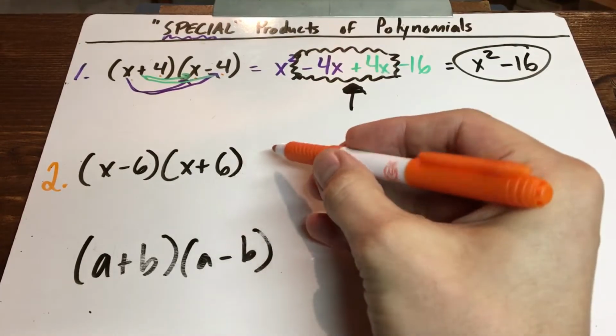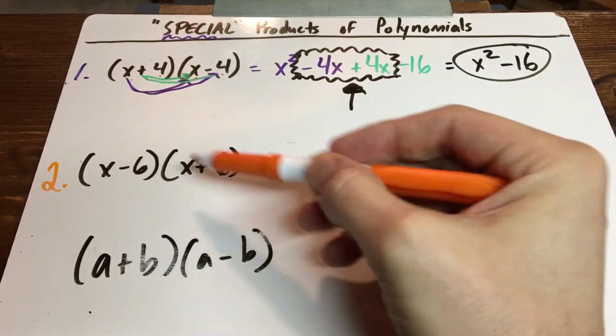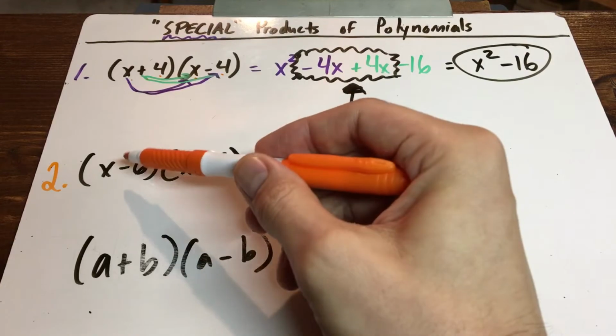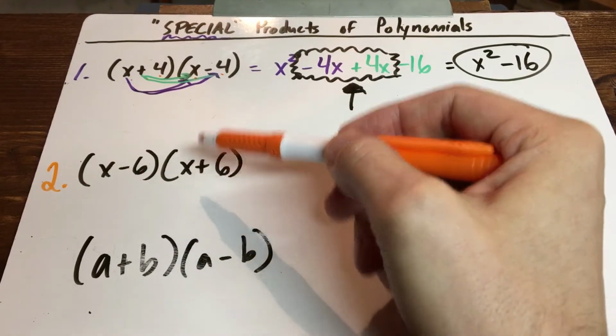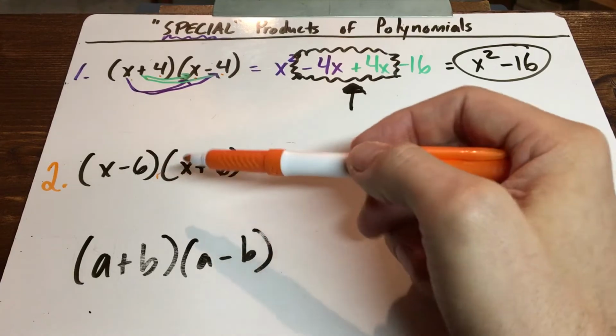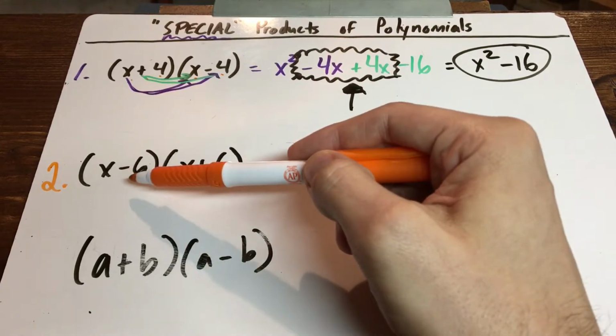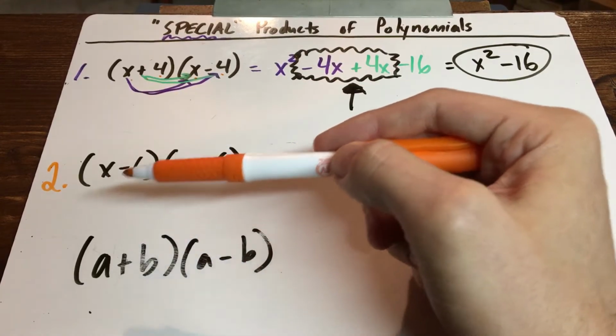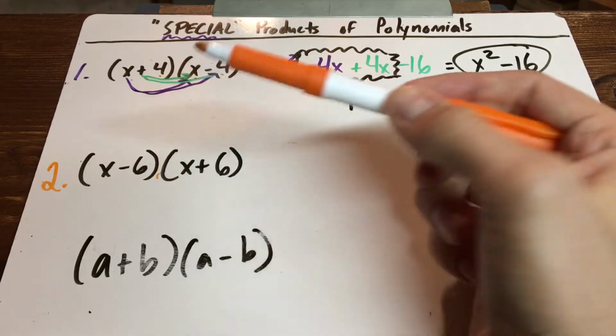So here it is again on number 2. We have an x and an x. We have a 6 and a 6. The only difference is one is a minus and one is a plus. You can see I have flipped the plus sign and the minus sign from number 1 to number 2. Up here the plus sign was first. Up here the minus sign is first, but it doesn't matter. It's the same scenario, right? One is a plus sign, one is a minus sign.